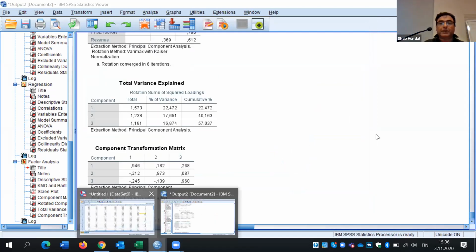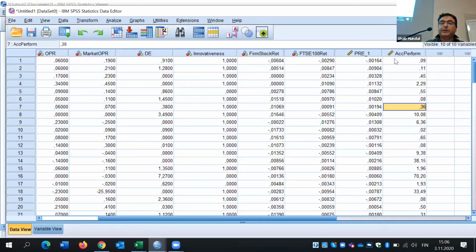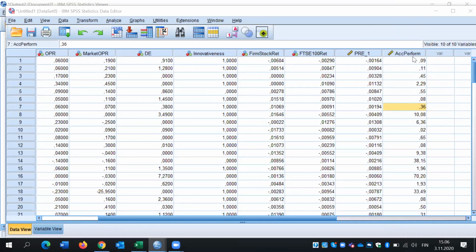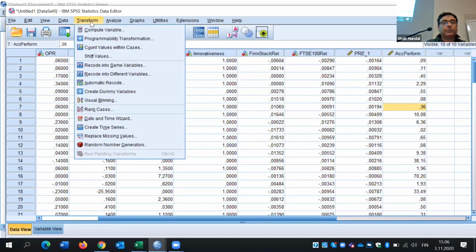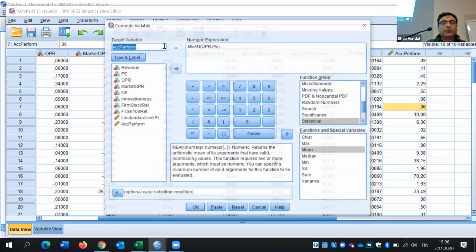Look, I go to my variables view and here I have accounting performance. It automatically appears here, if you guys can't see, I can show it to you. Okay. Then I go to the next construct: transform, compute variable.